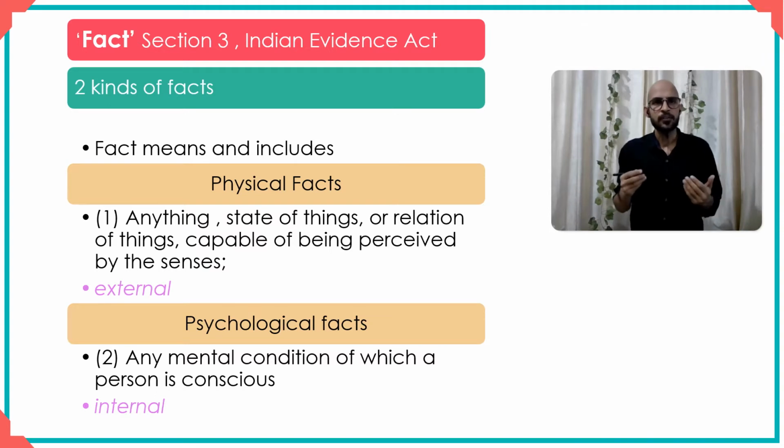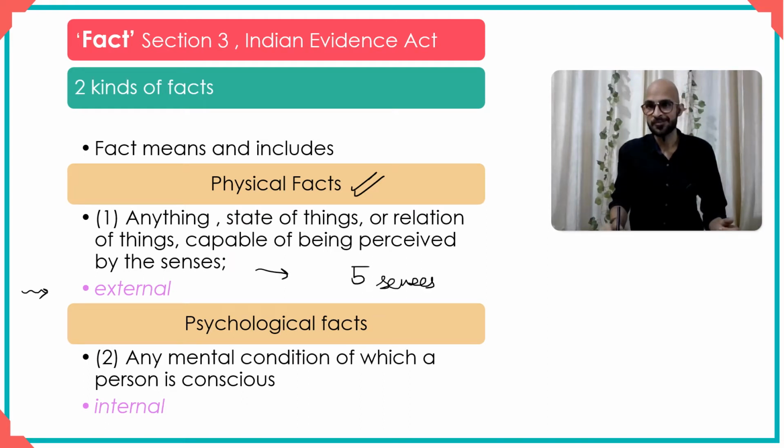So the title given to the first kind of facts is that of physical facts, right? So we call them physical facts because those can be perceived externally by means of the senses. Now, what are the senses? You have 5 senses, the 5 sense organs. I hope you know what they are, right?